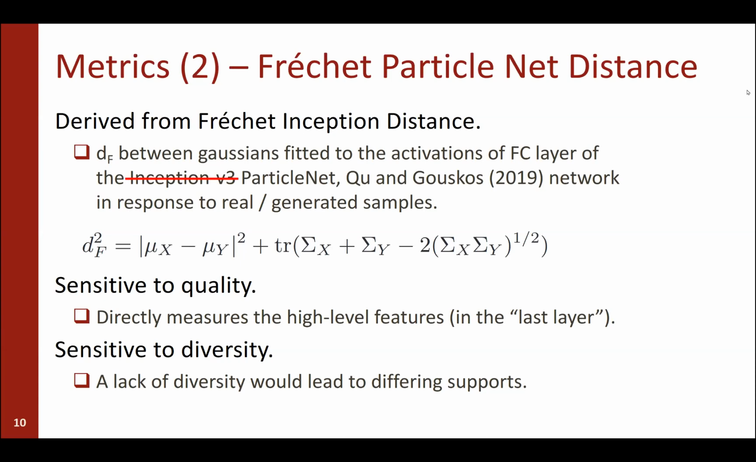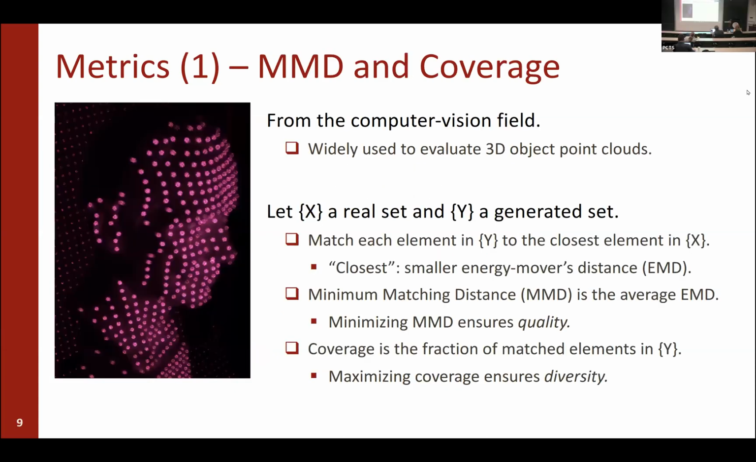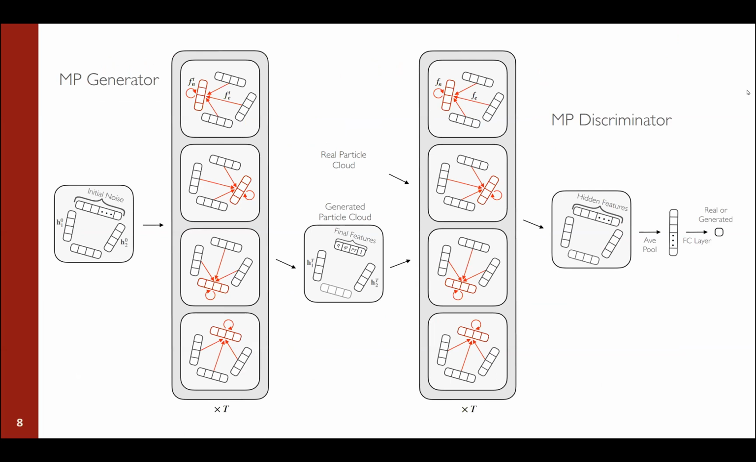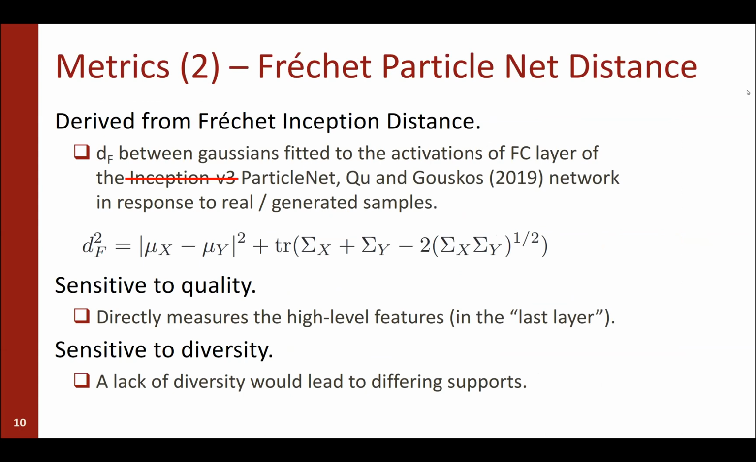But the key thing here is that since you're using the last layer of the network, this already directly measures the high-level features. So if you go back, let's say 3 slides to the diagram, please, slide 8. You see here exactly the fully connected layer on the right. So we fit Gaussians there to both real and generated and calculate the Frechet distance. And there you want to minimize. Back to slide 10, please. And then directly next slide.